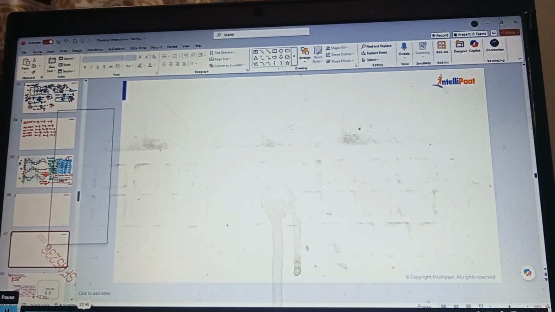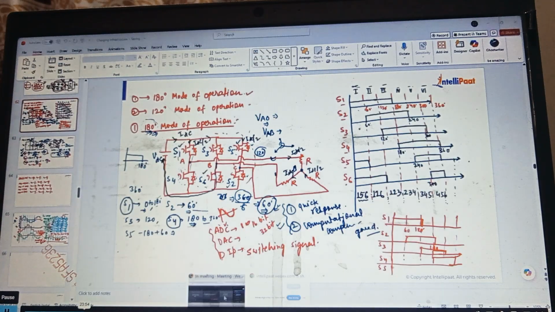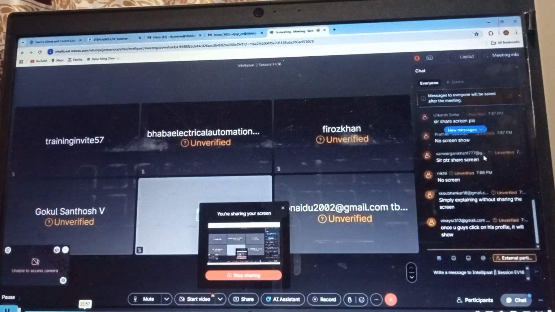Right. One more important thing I wanted to discuss here that would really help. We had seen the 180 degree mode of conduction, and similarly I have told you if you wanted to go for the 120 degree mode of conduction, what will we do? Any idea?